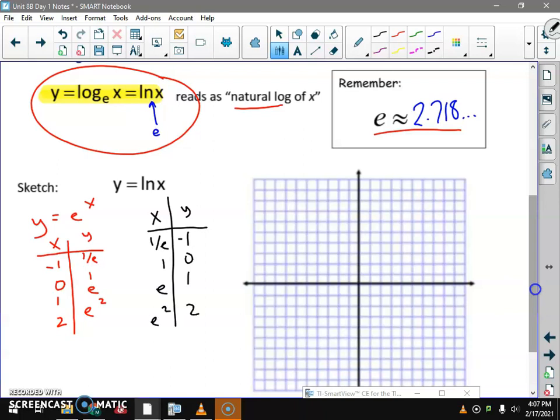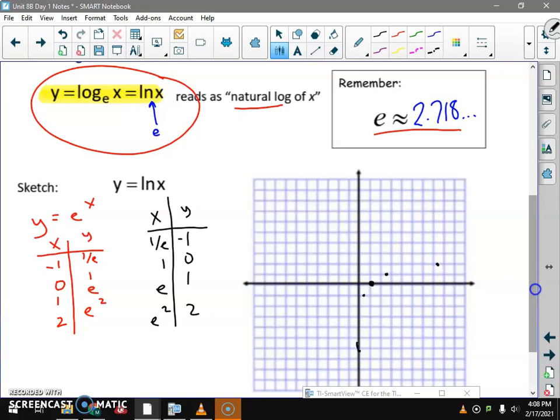What kind of numbers are these? Well, let's start with the easiest one. 1, 0, x-intercept. e is 2.7, over 2, 0.7, almost 3, up 1. e squared, 2.7 squared is 7 point something. So I'm just going to go to 7 and then a little bit more. And then we're going to go up to 2. And 1 over e is a decimal, negative 1. You're going to go down there.